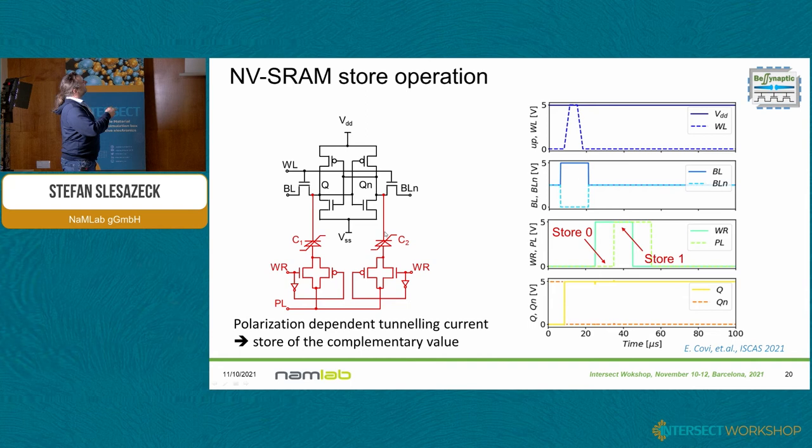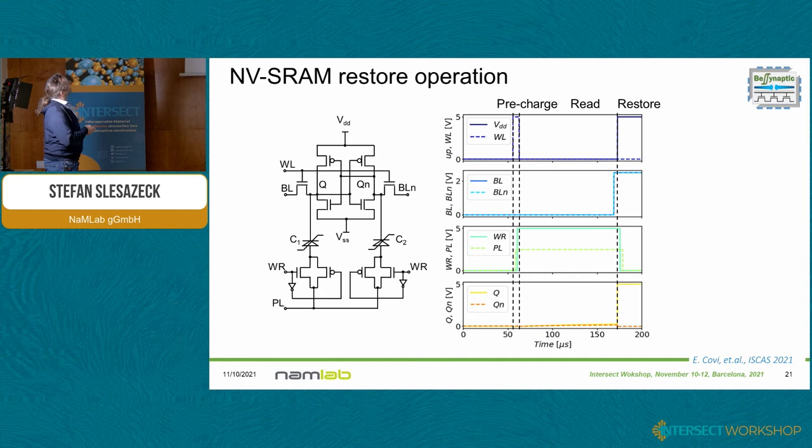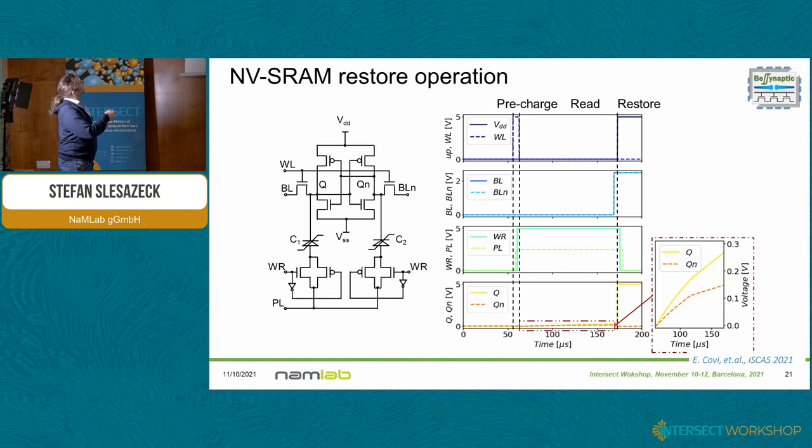And afterwards, if you power up the SRAM, you can then start developing the signal on these two nodes. I think it is on the next slide. So you start first developing a tiny signal on Q and QN so that you get first a small differential signal there, and then afterwards you power on the VDD so that you get the complete spread.